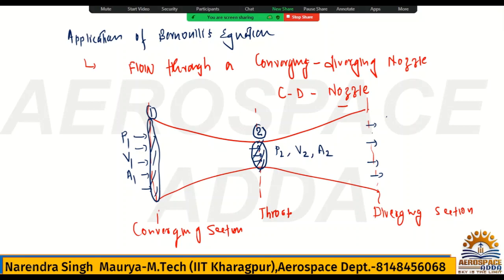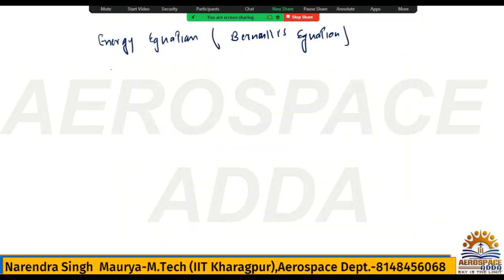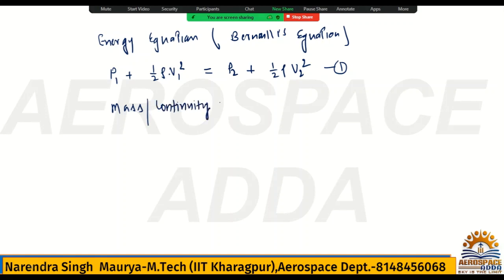Fine. Now, if you write the Bernoulli equation, P1 plus half rho V1 square is equal to P2 plus half rho V2 square. This is equation one. Second is the continuity equation. What is the mass flow rate? M dot, that is rho A V, which is constant. Mass flow rate will be constant. That is the continuity equation or mass conservation. So between two points you can apply.